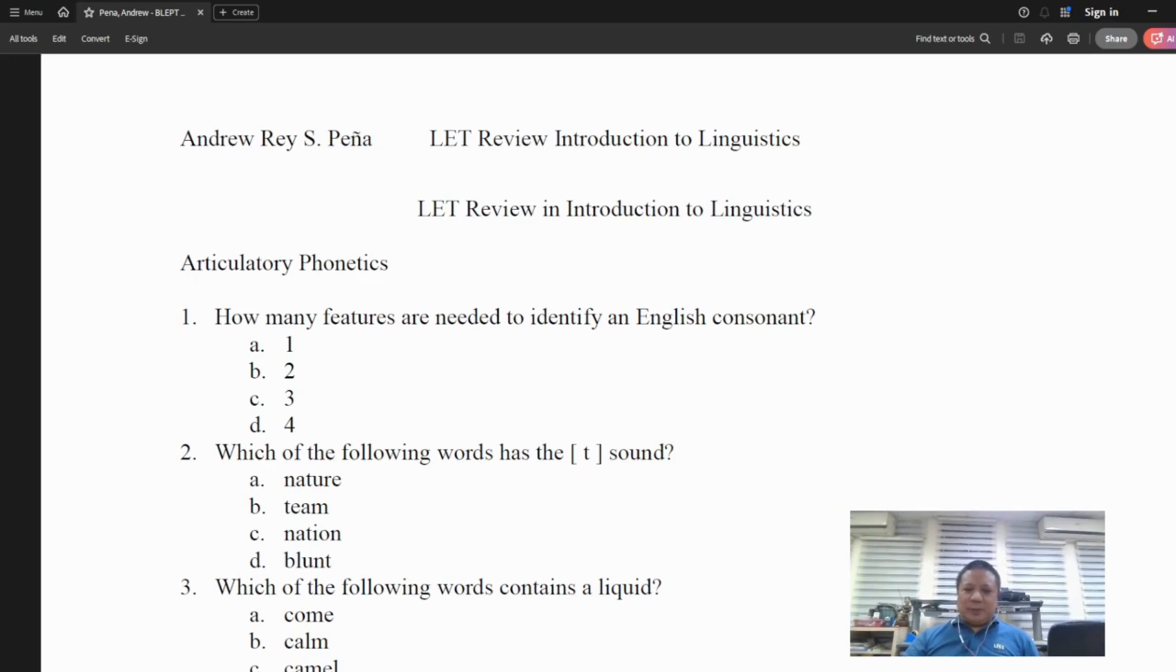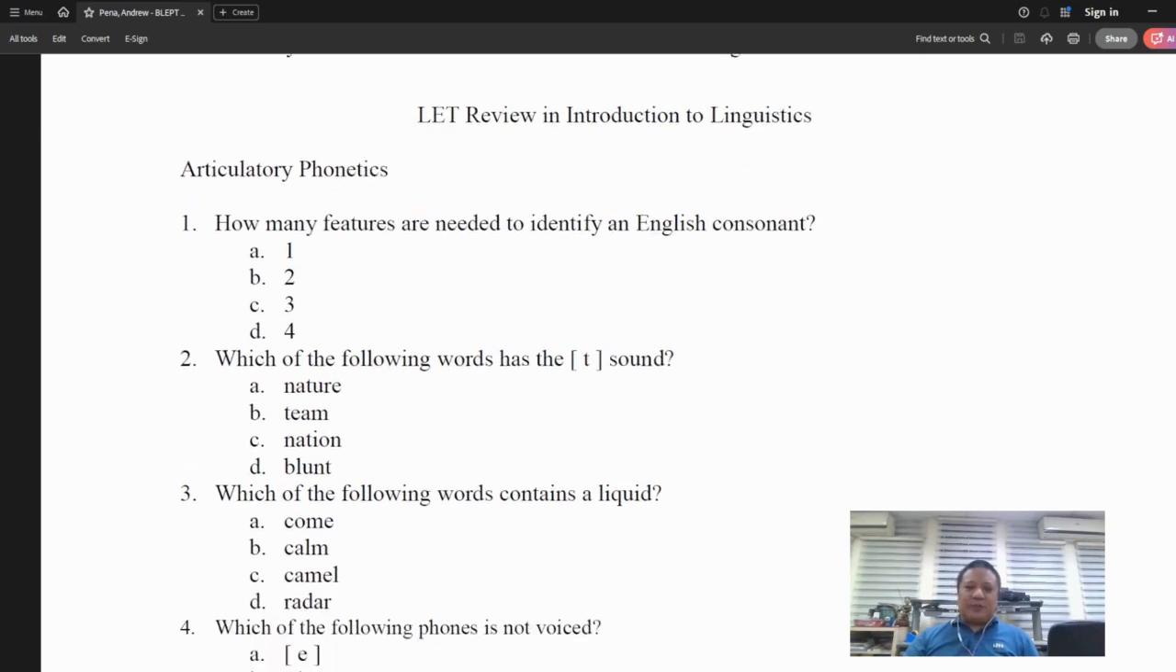Let's start with number 1. How many features are needed to identify an English consonant? A1, B2, C3, D4. The answer is 4 because it involves voicing, aspiration, place of articulation, and manner of articulation.